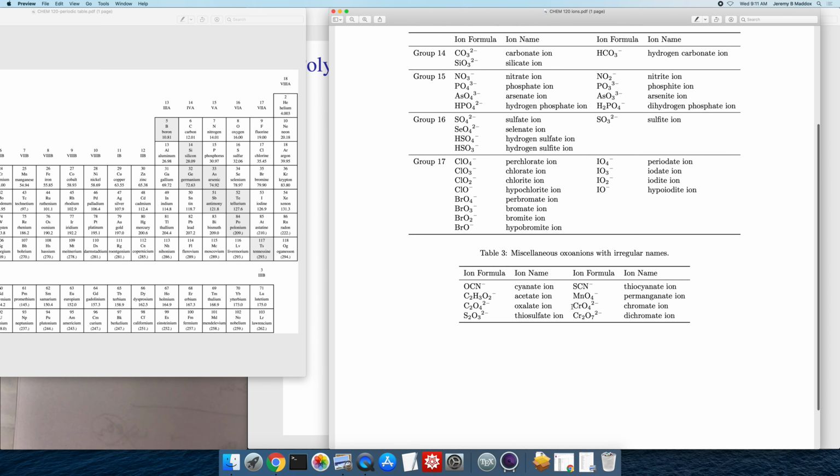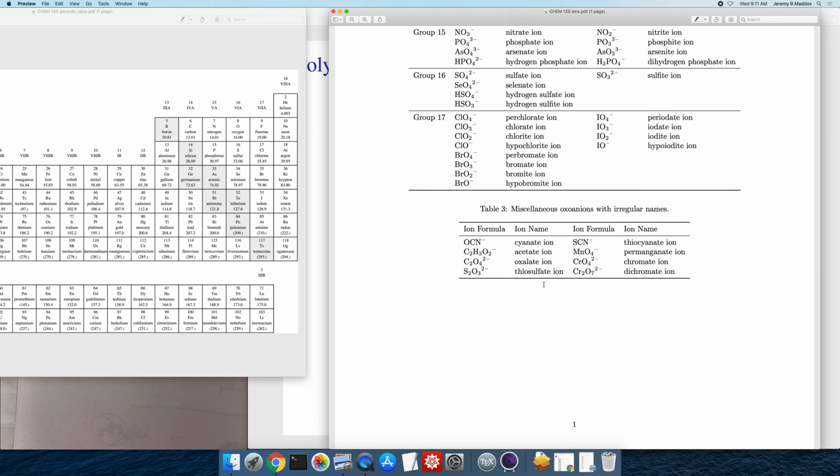Here we have another set of miscellaneous oxoanions that have irregular names that you simply need to commit to memory. Here we have OCN-. This is the cyanate ion, acetate, a very important ion for us, the oxalate ion, the thiosulfate ion, thiocyanate ion, permanganate, chromate, and dichromate.